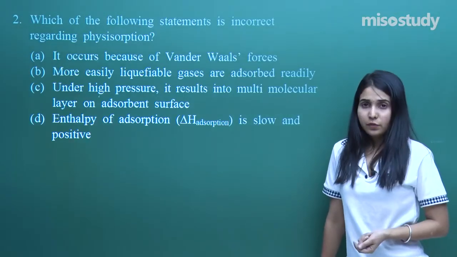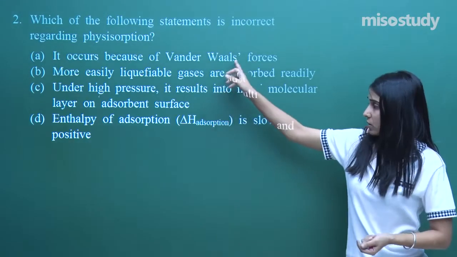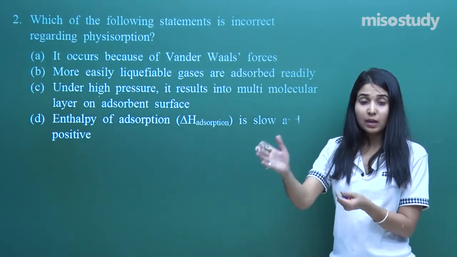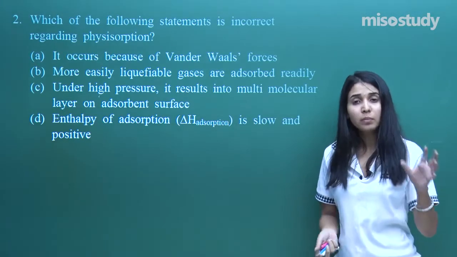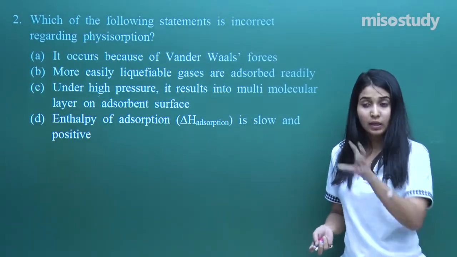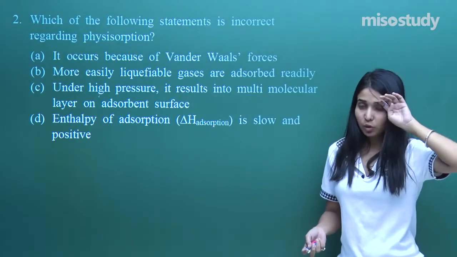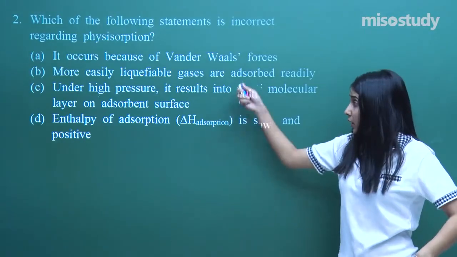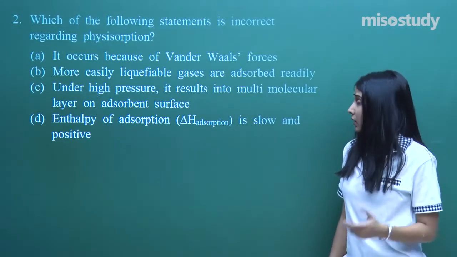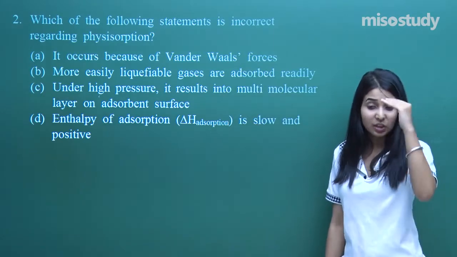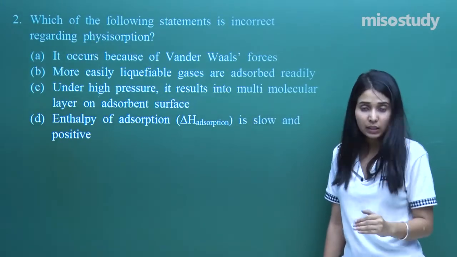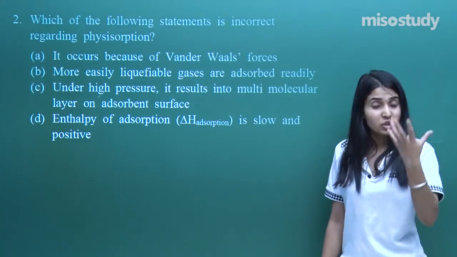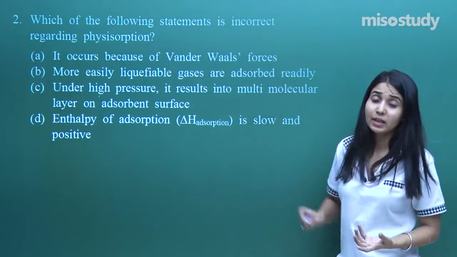Now if I start with the very first one, it says that it occurs because of van der Waals forces. That is totally correct. That's what we used to study, where we said that physical adsorption was simply on the basis of interaction between the adsorbate and the adsorbent, right? So of course that is correct, that cannot be incorrect. Then it says the easily liquefiable gases, the gases which can be turned into the liquid state very easily, can be adsorbed very easily because we do not need a bond, we just need an interaction. So of course this would be correct as well.